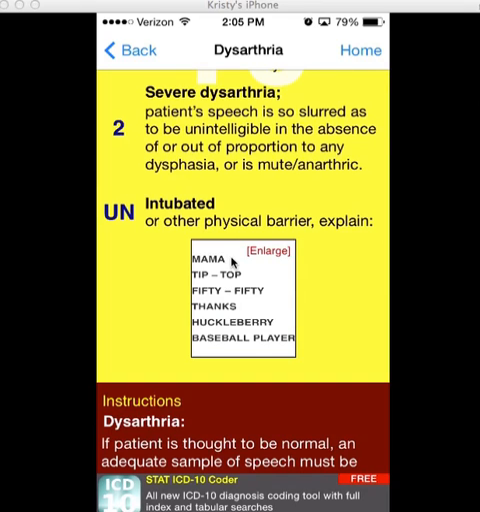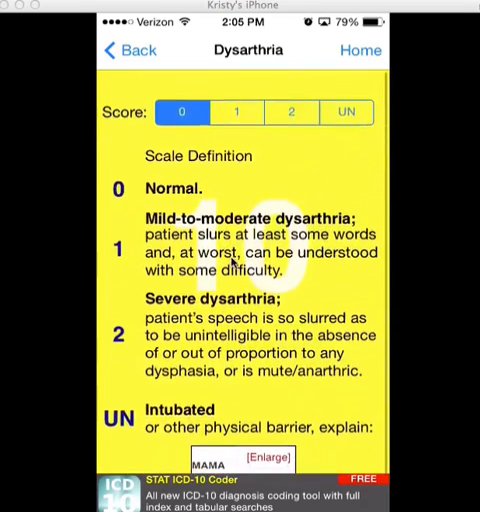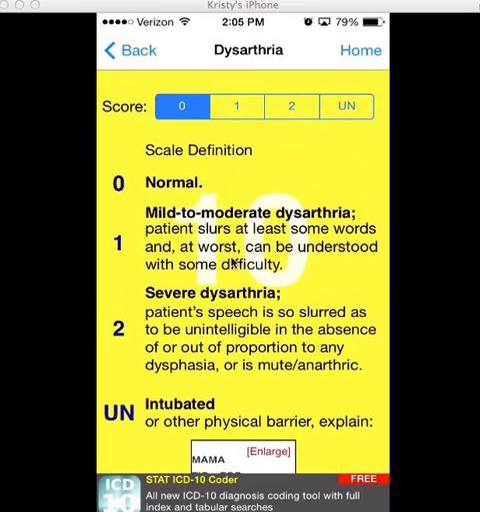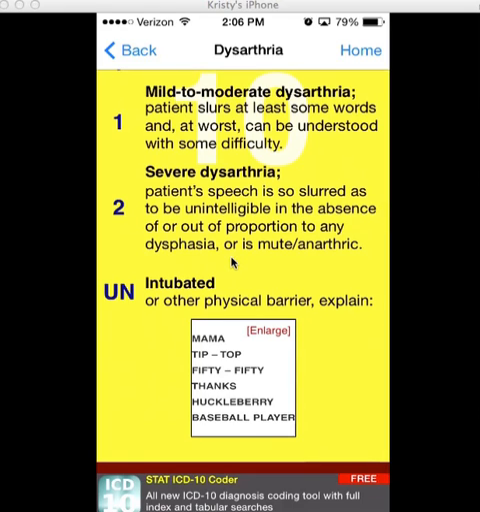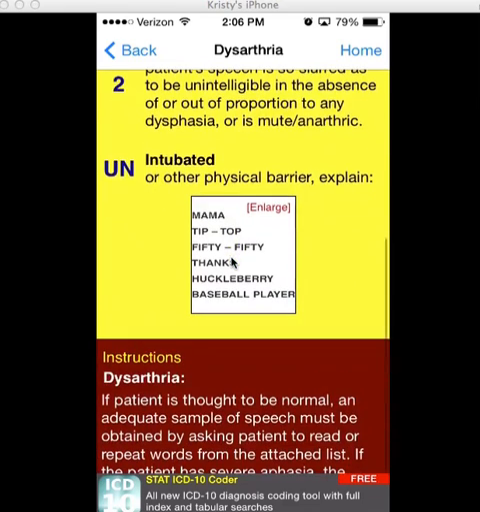A score of 0 is given if there is no slurring of speech. If there is mild slurring but the words can be understood, the patient will score a 1. If the speech is so slurred that speech is unintelligible or the patient is mute, then score a 2. If the patient is intubated or there is some other physical barrier to speech, then a UN for untestable can be given for this item.